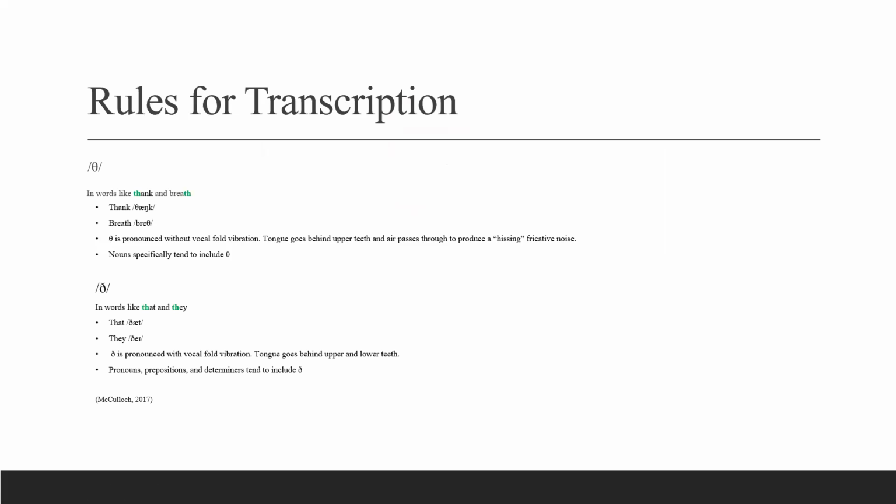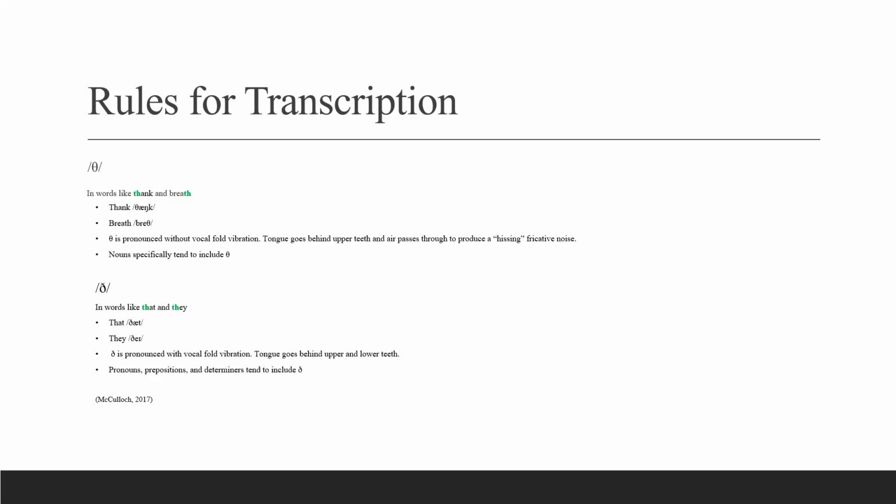So in looking at rules for transcription, th is in words like thank and breath. This consonant is pronounced without vocal fold vibration, and the tongue goes behind the upper teeth and air passes through to produce a hissing fricative noise. And nouns specifically tend to include this consonant.